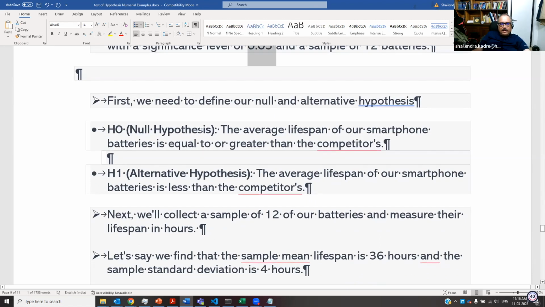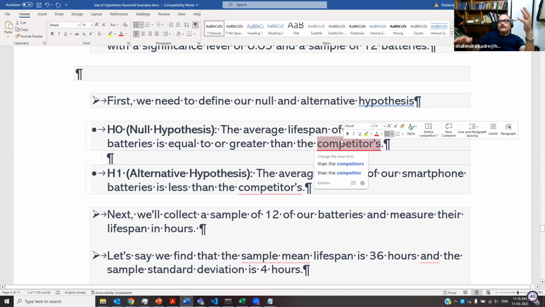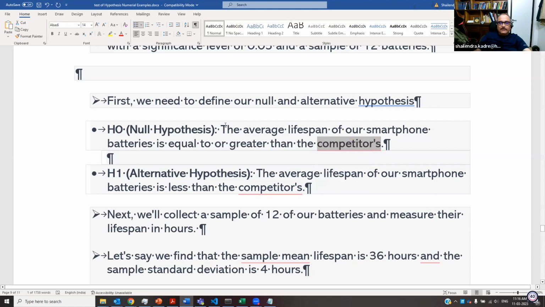So see how the null hypothesis is: the average lifespan of our smartphone batteries is equal to or greater than the competitor's. Like the company CEO always thinks good about his products. The CEO is claiming, our battery is better than the competitor's. And researchers are telling that our battery is inferior to the competitor's. But the company CEO or business people are telling, unless you prove me, I will assume that our batteries are better than the competitor's. So generally, vague or irresponsible statements are your null hypothesis. So that is our null hypothesis.